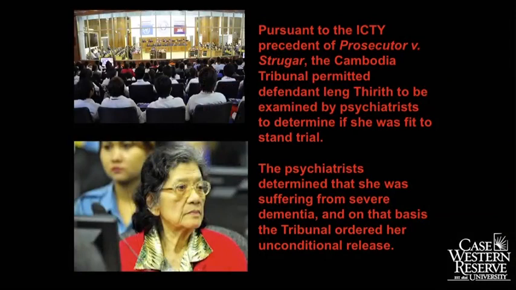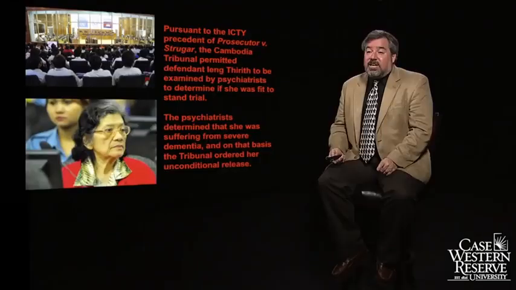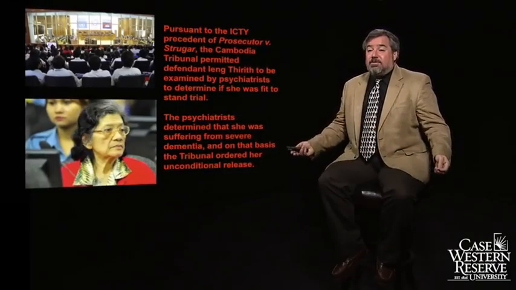She really was someone who was highly responsible for the Killing Fields atrocities. But based on international tribunal precedent, the Strugar case that came up before the Yugoslavia Tribunal, her defense said she needed to be examined because she was suffering from dementia. And the psychiatrist determined, in fact, that she probably had advanced senility caused by Alzheimer's, and that she really wasn't able to understand what was going on. And based on that, the tribunal ordered her released unconditionally. So she has walked away from justice.